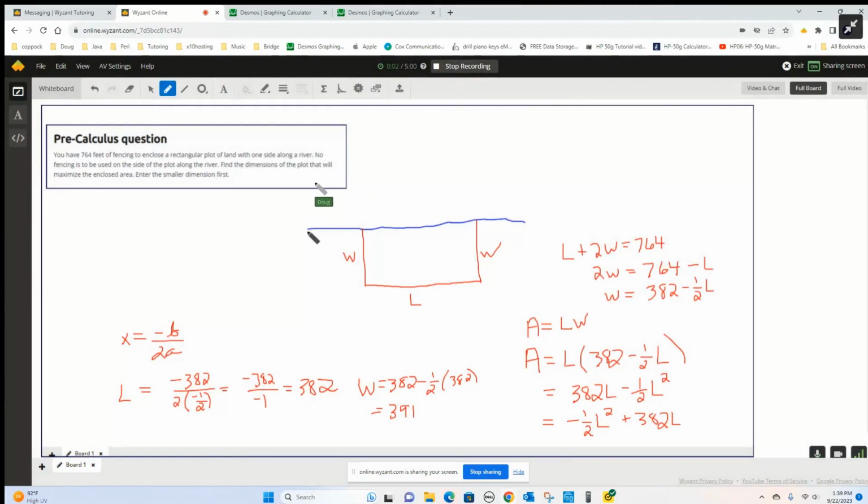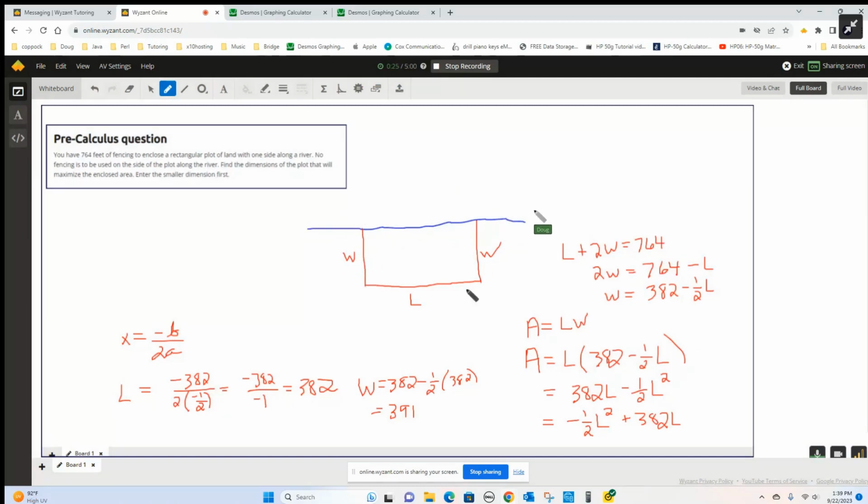Okay, here's a diagram that depicts the situation. We've got this river, and we're going to create a rectangular plot of land along that river with 764 feet of fencing. So this is kind of what the diagram looks like. I used the letters W and L to represent the dimensions of the rectangle.